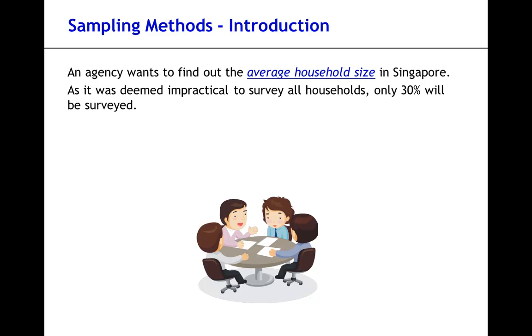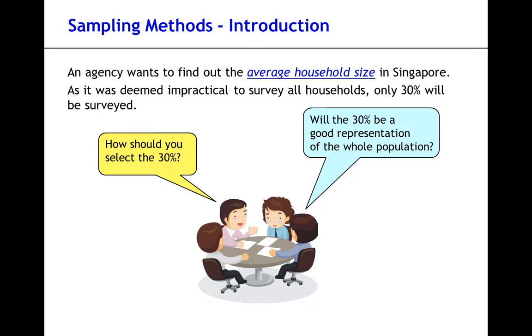The next question to ask is, how should we select the 30% of the households? And will the 30% we select be a good representation of the whole population? That's what this section on sampling methods is all about.